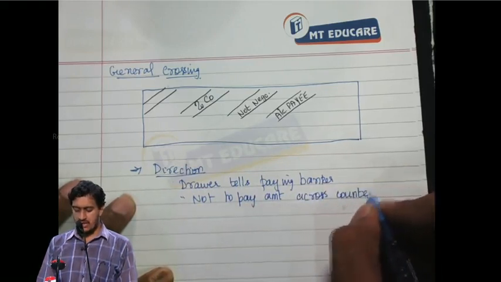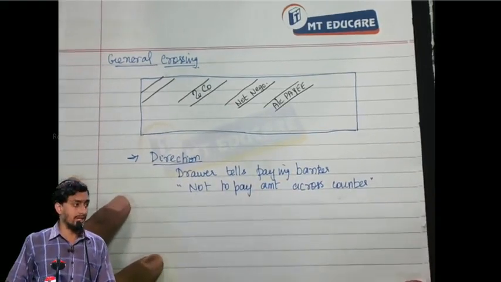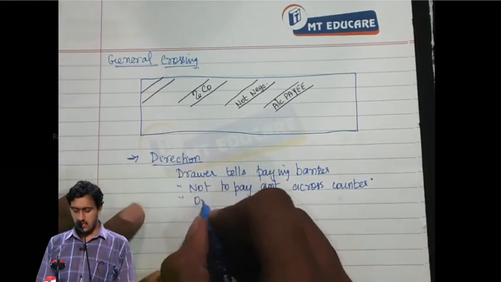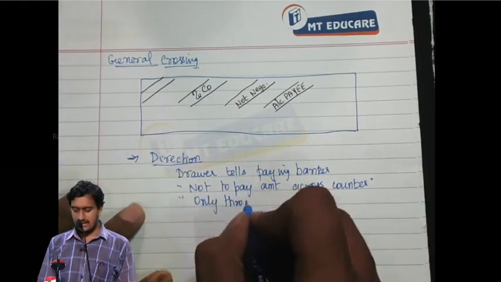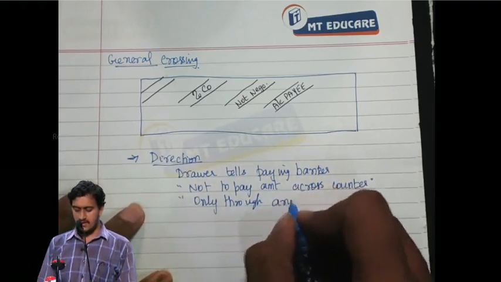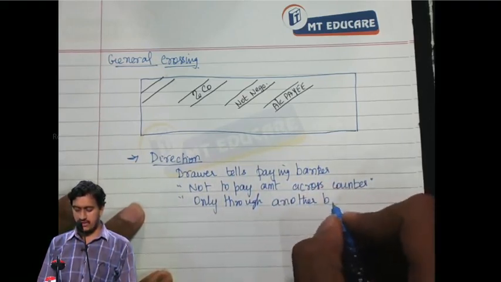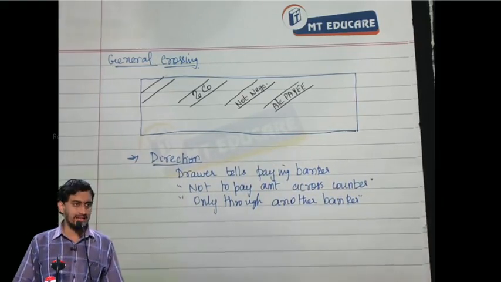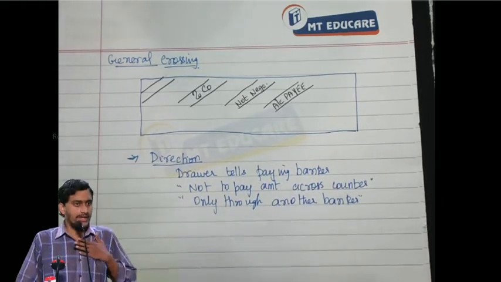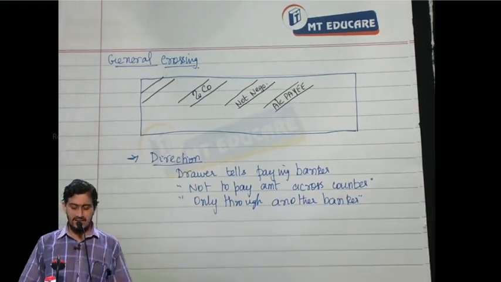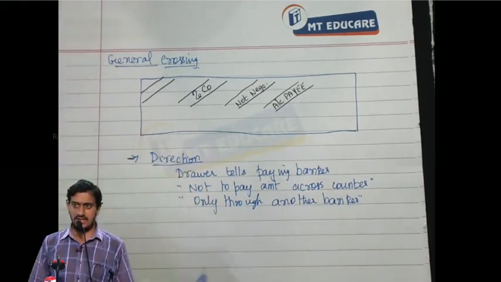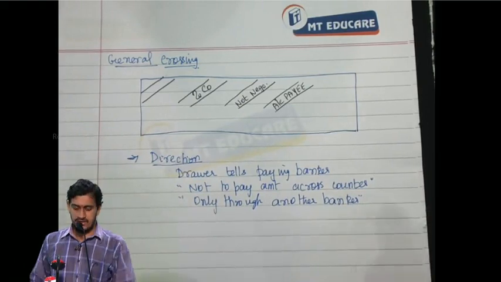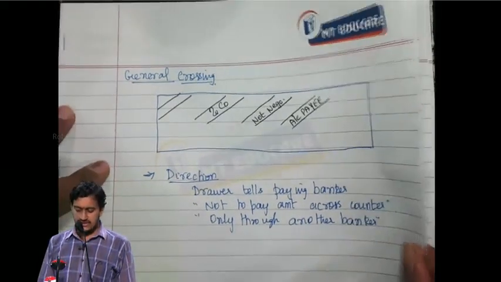Not to pay the amount across the counter. But how to pay the amount? Only through another banker. Don't pay the amount across the counter, but pay the amount through another banker. This is a direction given by the drawer of the check to the paying banker if it is going to be a general crossing. Next, we are going to discuss special crossing.